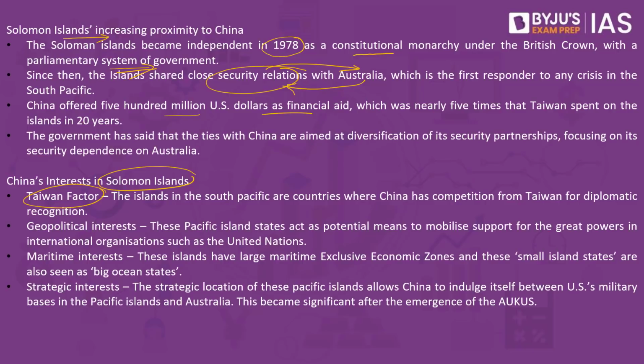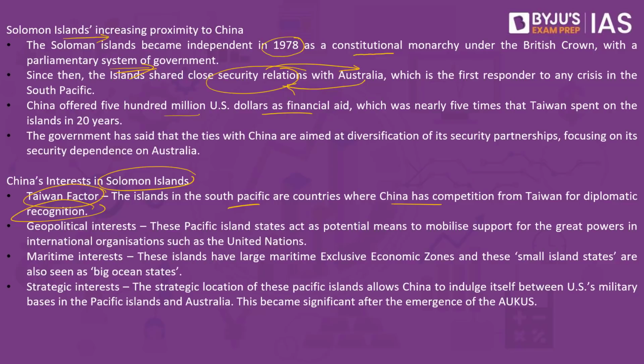So what is happening? If any country has to have a diplomatic relationship with China, they should not have a diplomatic relationship with Taiwan. When it comes to Taiwan, it has a lot of control in the Pacific Ocean. It has diplomatic relationships with as many as 6 countries in the Pacific Ocean. So in order to cut down its influence, China is pumping in a lot of money. Basically, the islands in the South Pacific are countries where China has competition from Taiwan for diplomatic recognition.